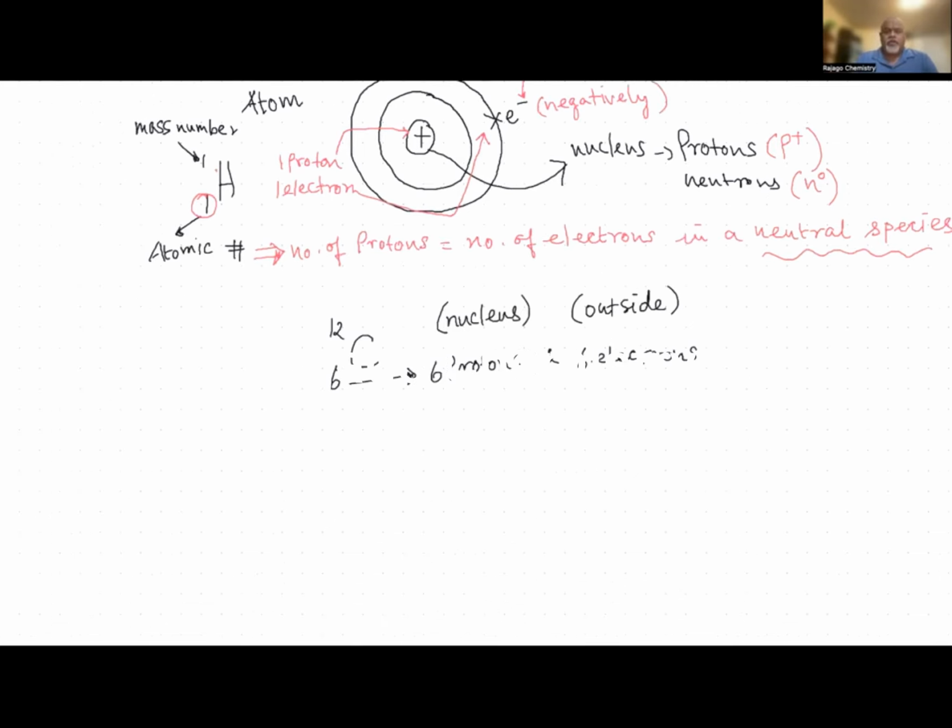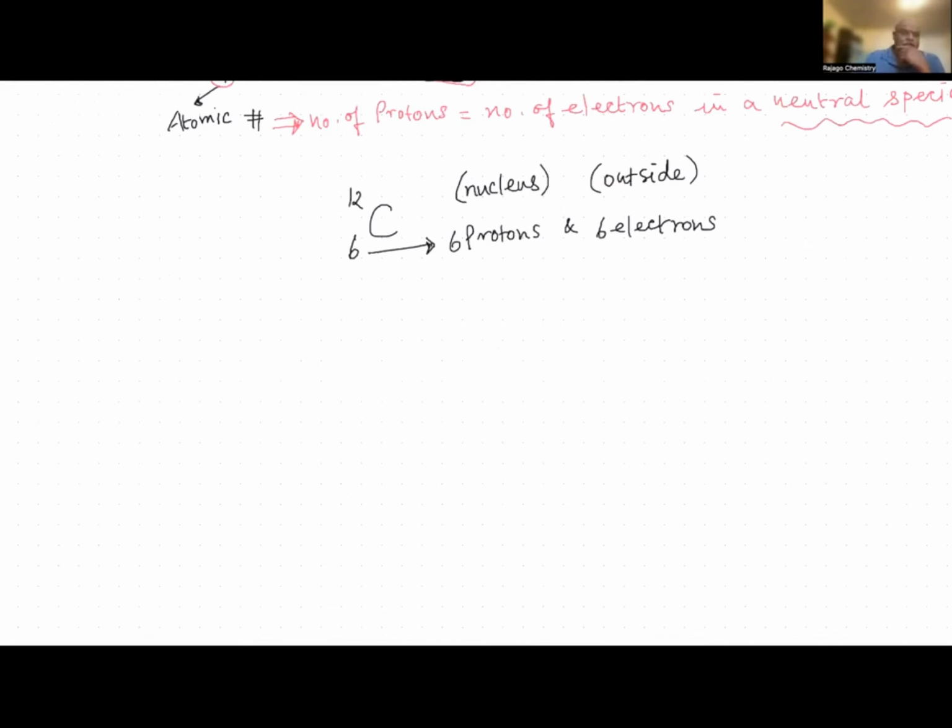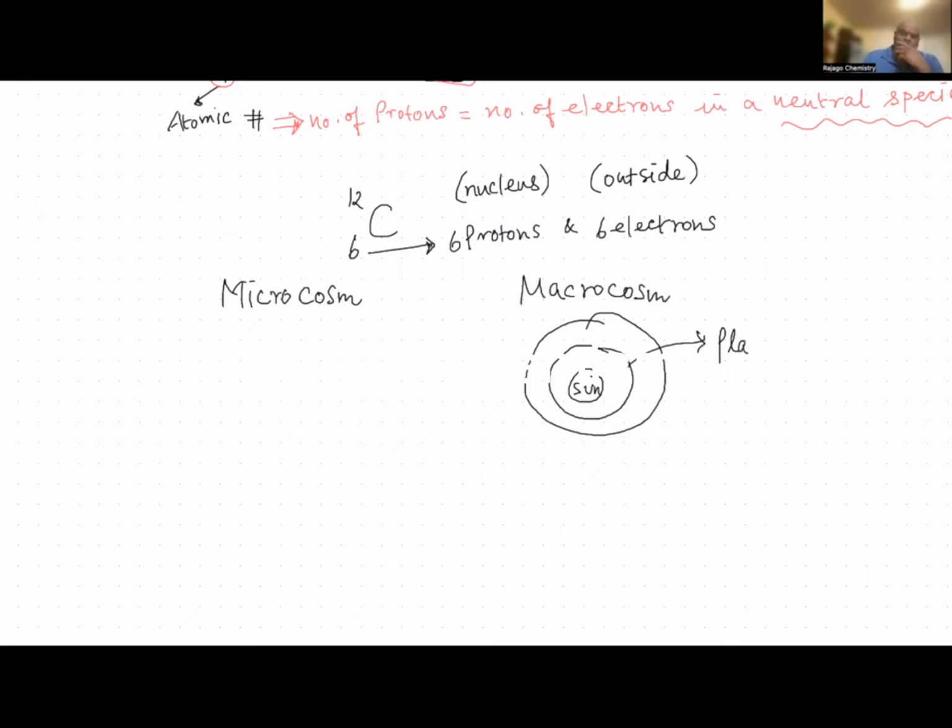So in the cell world, you have 2 things. One is called the microcosm and another one is called a macrocosm. The macrocosm is something like a system with a sun in the middle and all the planets going around. Now, if you come to a smaller unit like an atom, which is very, very small, this exactly looks like the orbital system. The nucleus is at the center, like the sun, and the electrons are going around. So the microcosm and the macrocosm are mimicking each other.